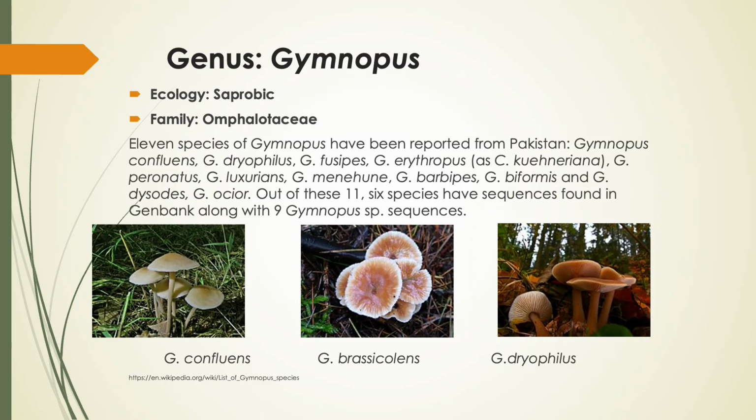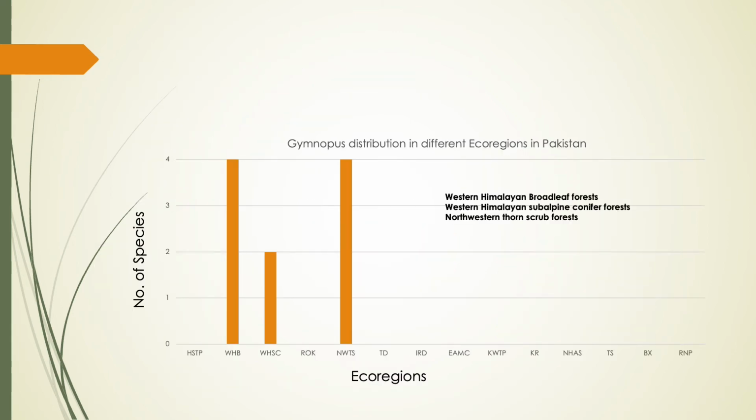Then comes Gymnopus, which is also saprobic. Eleven species of Gymnopus have been reported from Pakistan, and out of these 11, 6 species have sequences found in GenBank along with 9 Gymnopus sp. sequences. Gymnopus has been collected from 3 ecoregions in Pakistan, which are Western Himalayan broadleaf forest, Western Himalayan subalpine conifer forest, and Northwestern thorn scrub forest.